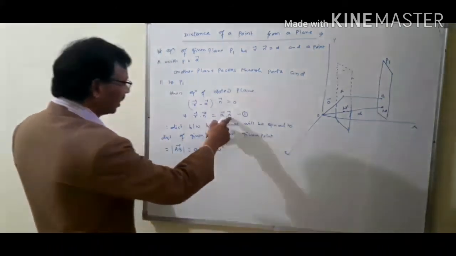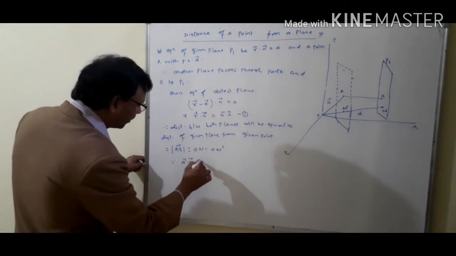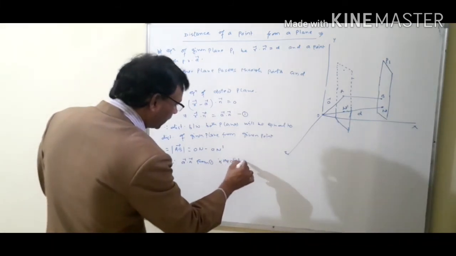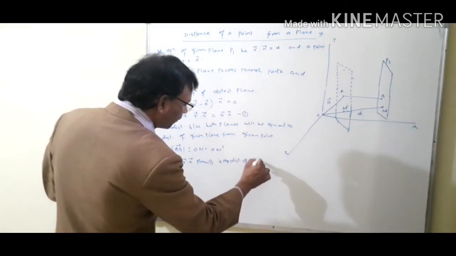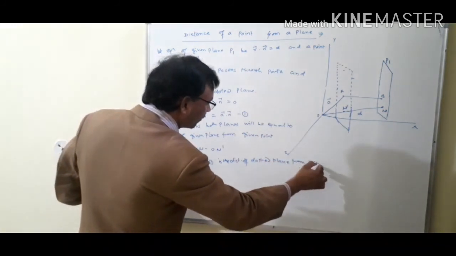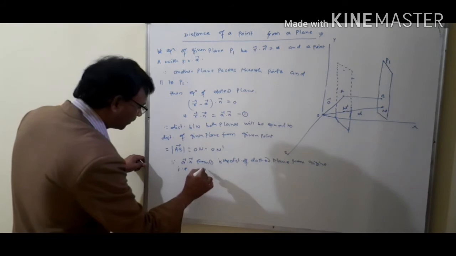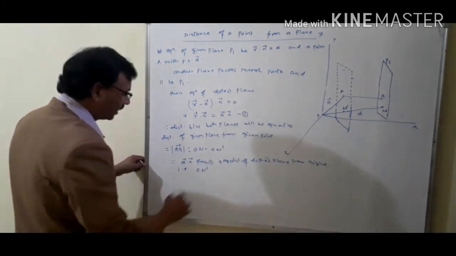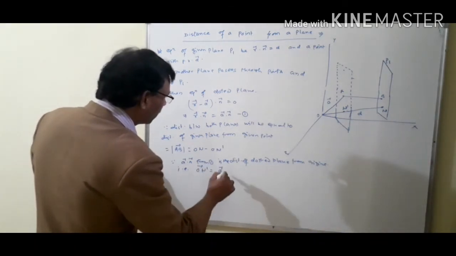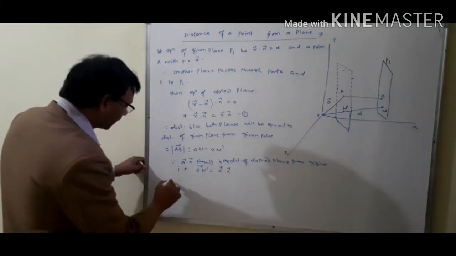Here A vector dot n vector, from equation 1, is the distance of the dotted plane from the origin, that is ON dash, which will be equal to A vector dot n vector.